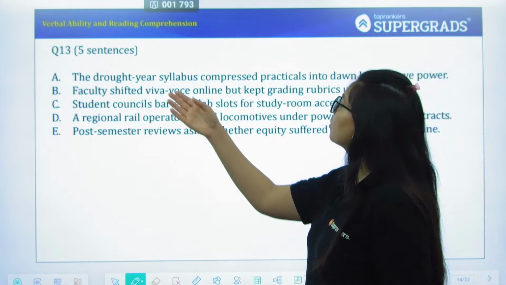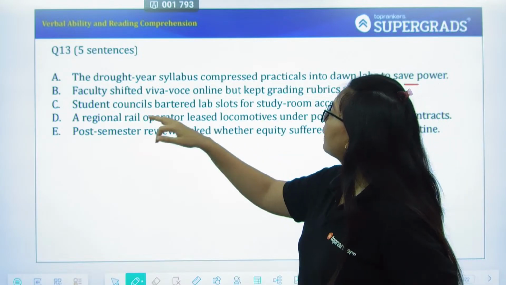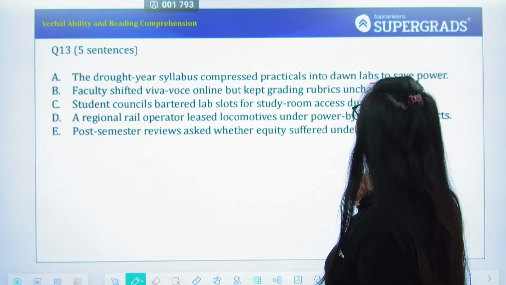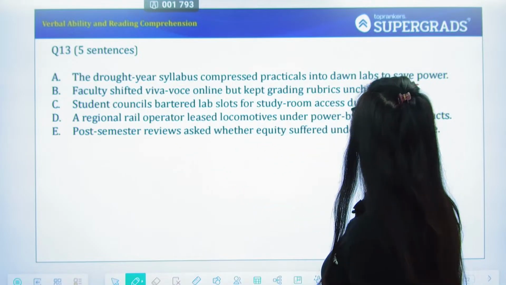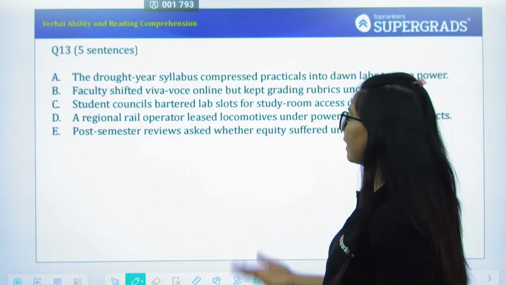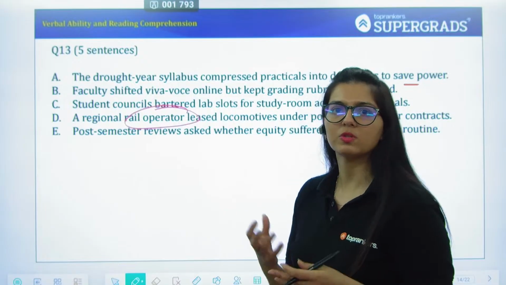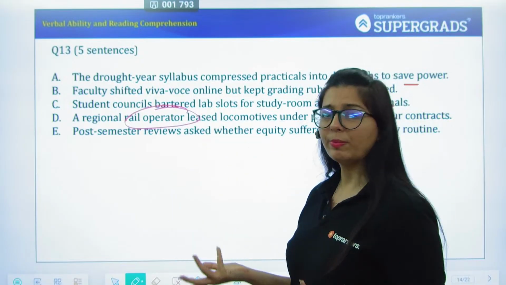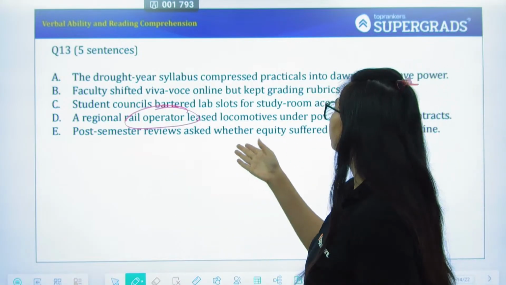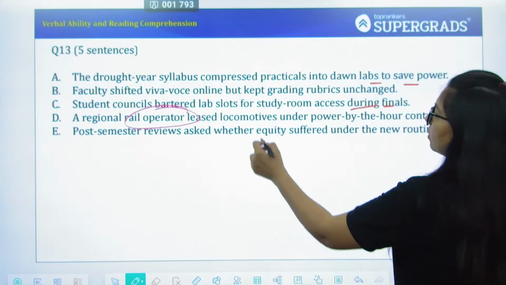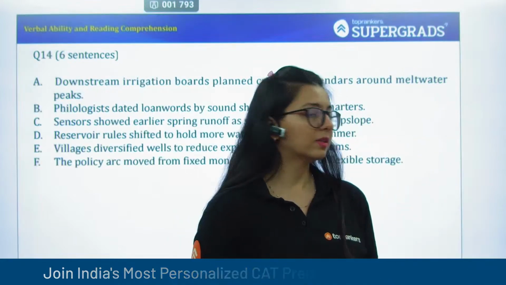Let's go. The drought-hit syllabus compressed practicals into dawn labs to save power. Faculty shifted vivas online but kept grading rubrics unchanged. Student councils bartered lab slots for study room access during finals. Okay. The regional rail operators. Now, obviously, this is about the tough phase with respect to the students and the teachers and how they were accommodating. The rail operator leased locomotives under a power-by-the-hour contract. Post-semester reviews asked whether equity suffered under the new routine. So we know obviously the odd sentence will have to be D. Very well done there. The next one, please.